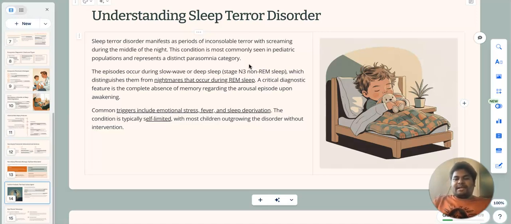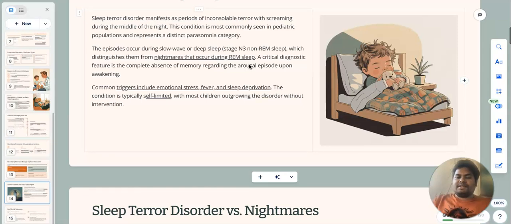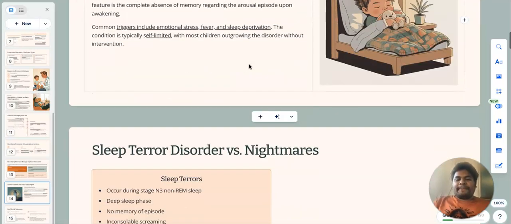So why does this happen? What are the triggers for this? The triggers can be any emotional distress the child has been facing. It can also be physical stressors like fever or recent sleep deprivation in the child. Any of these things can lead to sleep terror disorder in children. Yes, and this is often self-limited, so when the child grows, this sleep terror often subsides on its own.